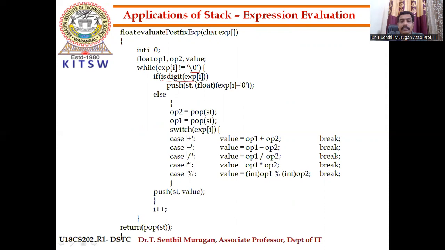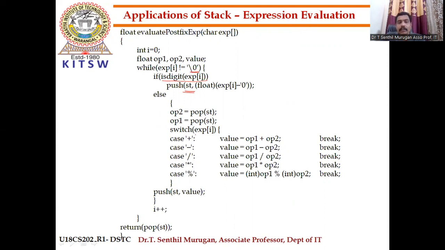If it is a digit, what do we have to do? We have to push it into the stack. So directly, for that stack st, we convert that element: expression minus '0' gives the value, and that will be pushed into the stack. Else, if it is not a digit, what do we have to do? We pop the element; that value will be the second operand, and again pop one more element from the stack, that is the first operand. Now we can perform the operation.